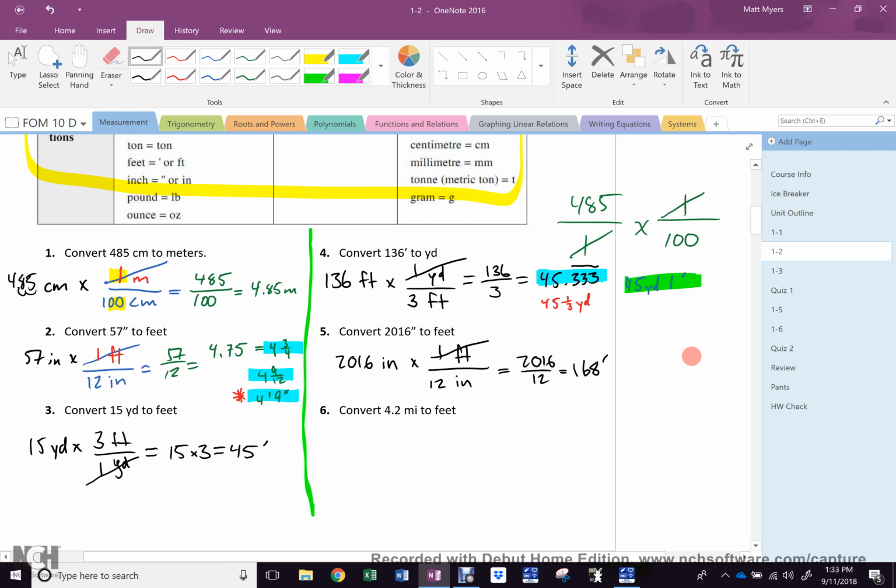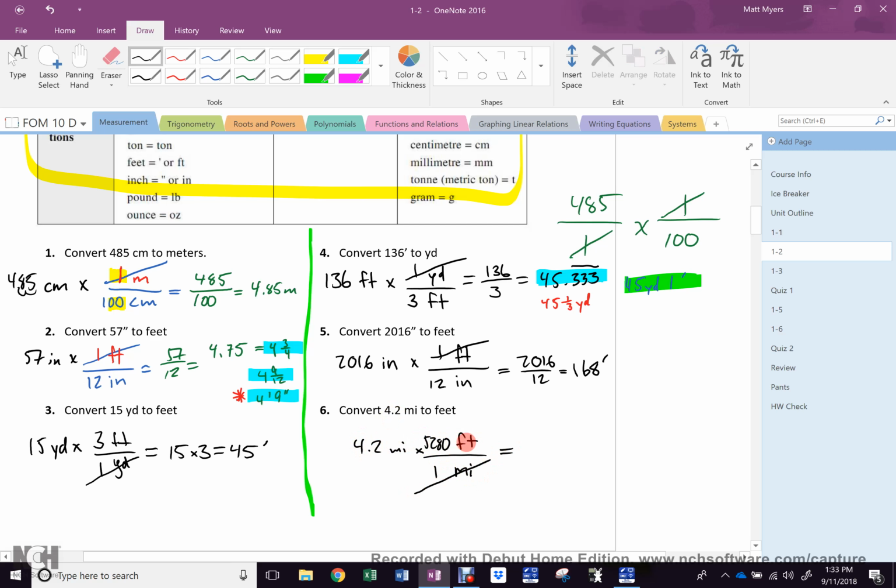Everybody cool? Now, here's a good example. 4.2 miles. So we're just going to leave it as 4.2 miles, and we're going to convert it to feet. I want feet. I have miles. I go to my list. I see 1 mile is 5,280 feet. I get rid of the 1.